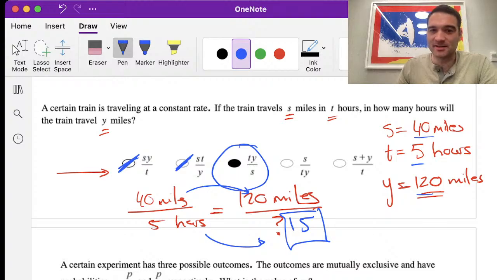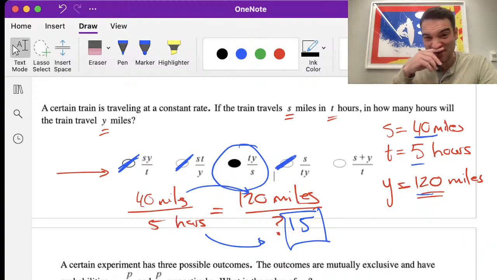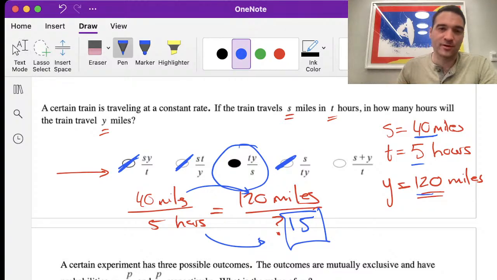S divided by T times Y, well, already that's going to be a decimal, right? 40 divided by 120 times 5, way too small. And then S plus Y, so what is that? 160 divided by 5? 32. No.